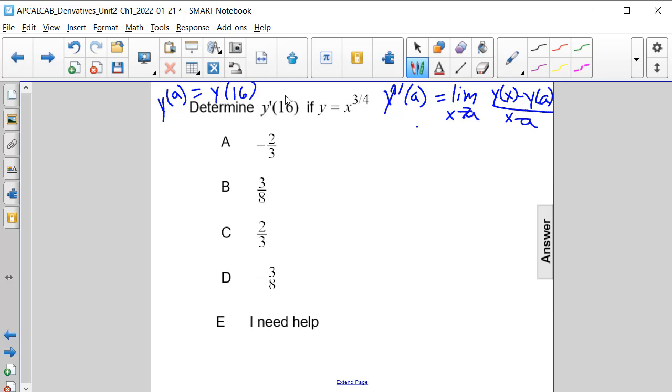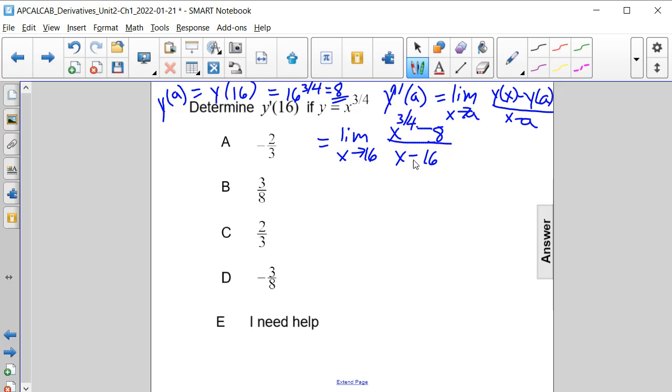So if we substitute 16 in, we would get 16 raised to the 3/4 power. We can take the 4th root of 16, which is 2, and then raise it to the 3rd power, which makes it 8. And now from here, we can use these values and substitute them all in. So we have the limit as x approaches 16 of x raised to the 3/4 power, that's y of x, minus y of a, which is 8, all divided by x minus 16.